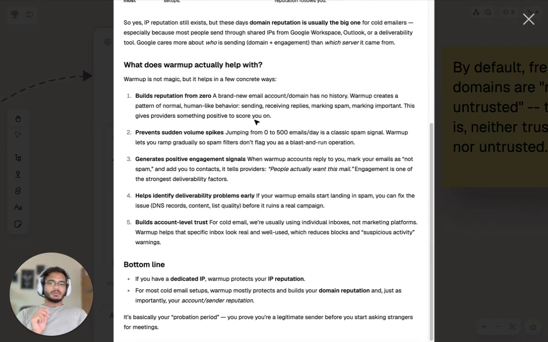And this is where warmup can actually help you. So if your domain is new, warmup can help you get some reputation. And the most important thing is that it's going to prevent sudden volume spikes. So if you're just going from 0 to 500 emails a day, it's a classic spam signal. So warmup can actually help you.